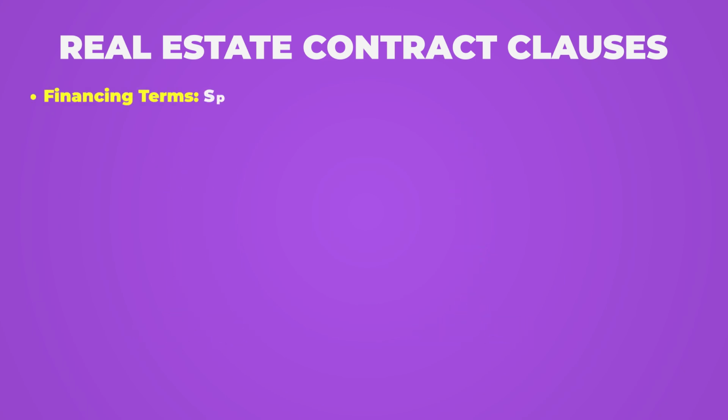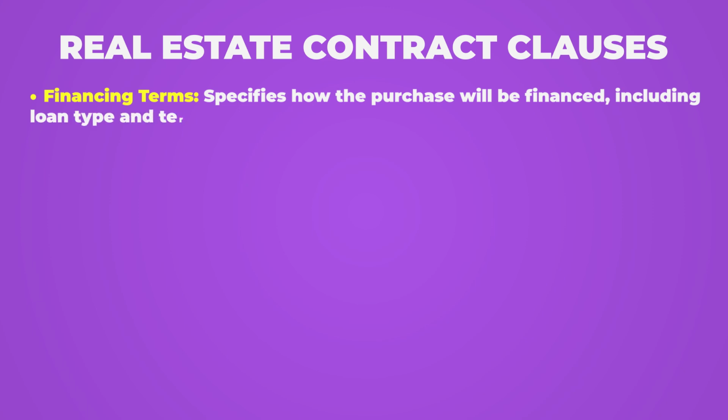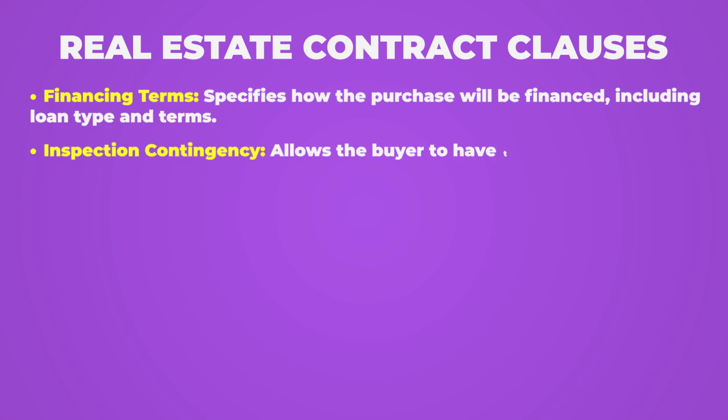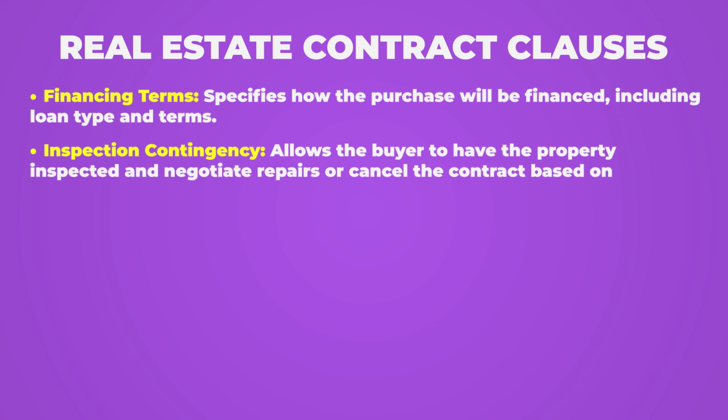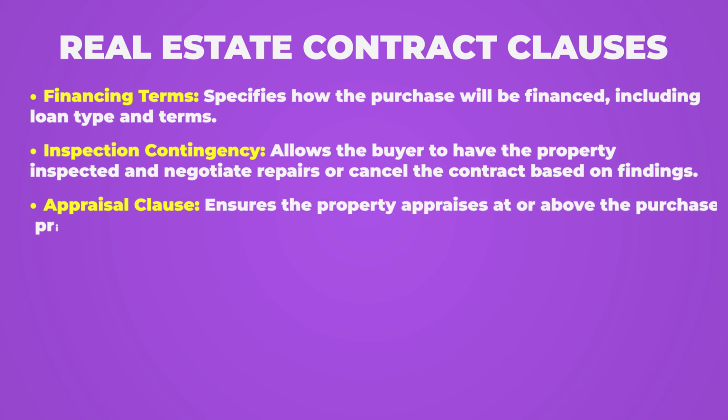Financing terms specifies how the purchase will be financed, including loan type and terms. Inspection contingency allows the buyer to have the property inspected and negotiate repairs or cancel the contract based on findings. Appraisal clause ensures the property appraises at or above the purchase price, protecting the buyer's investment.